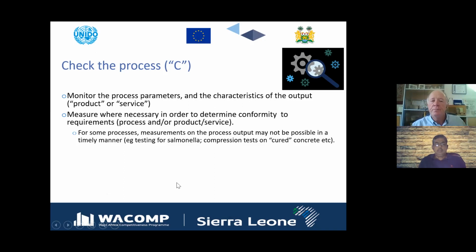Now, for some processes, measurement on the process output might not be possible in a timely manner. An example would be, let's say we are in the poultry business and our product is fresh chicken. Well, I don't know how it is now. I spent quite some time many years ago helping a big Brazilian chicken producer to develop their quality management system. And at that time, of course, we don't want salmonella in the chicken.